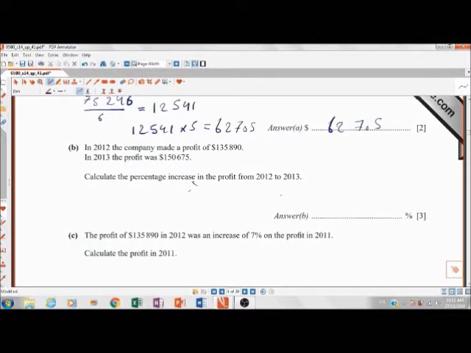In 2012, the company made a profit of 135,890. In 2013, the profit was 150,675. Calculate the percentage increase in the profit. Alright. So the new profit, 150,675, over the old profit, times 100, is 110.